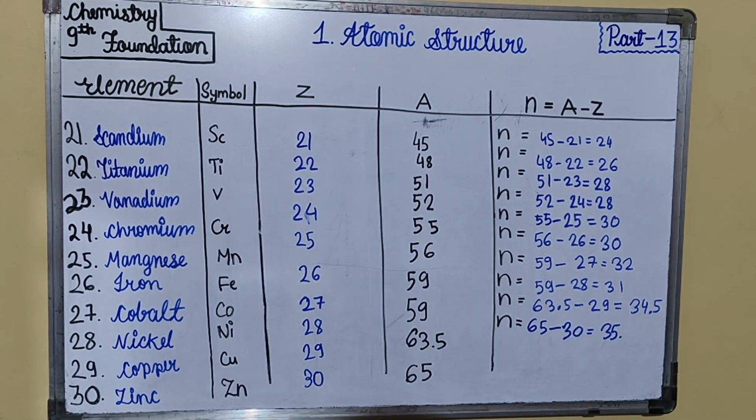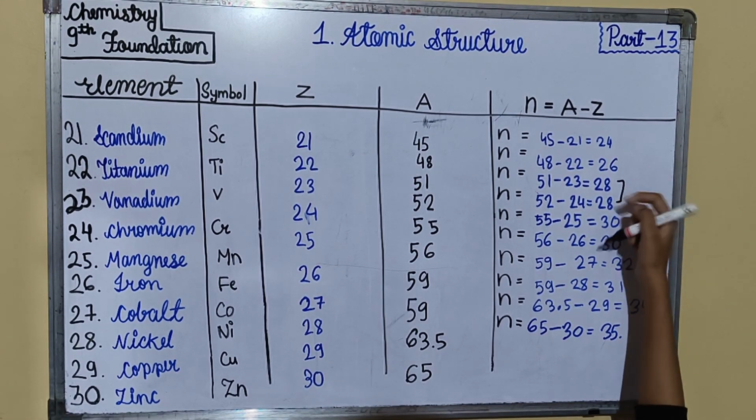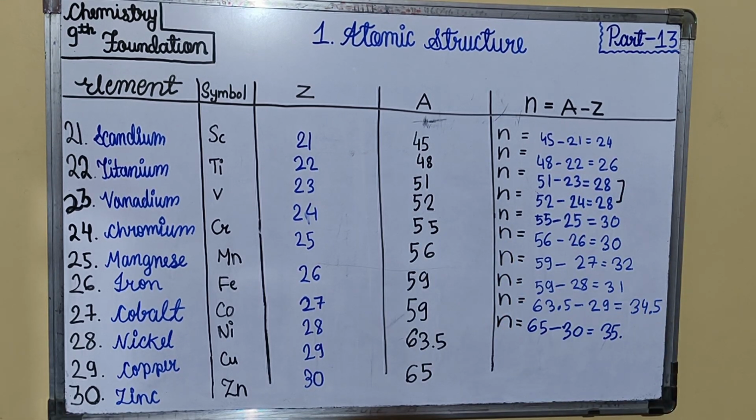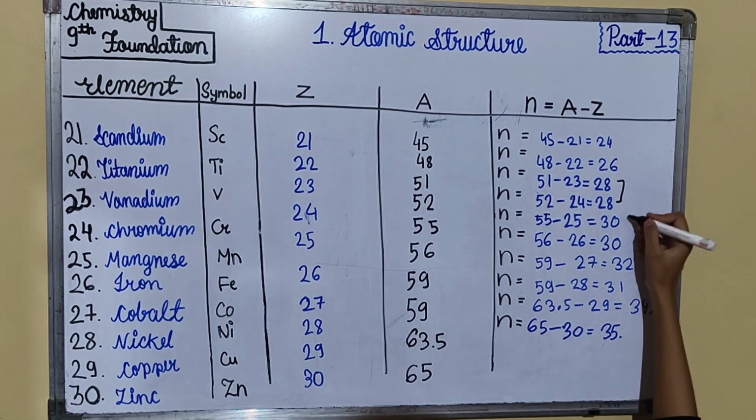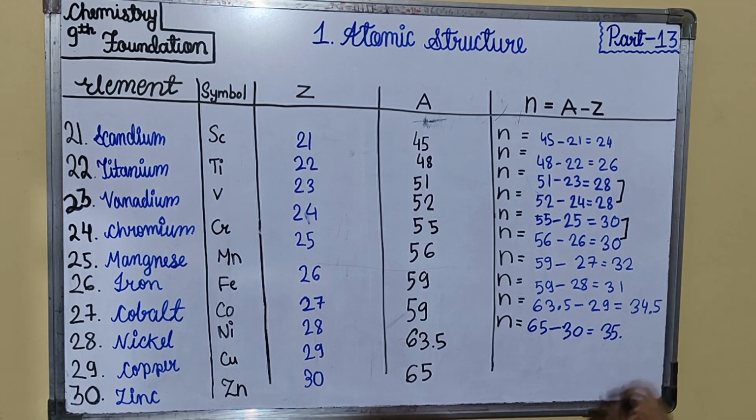Clear? Till this there is 1 to 30 elements with their symbol, with their mass number, atomic number, and their neutron numbers. These similar are 28, that is vanadium and chromium. Then 30, that is manganese and iron. So you just have to see that from starting from element 1 to element 30, how many pairs we have made like this.